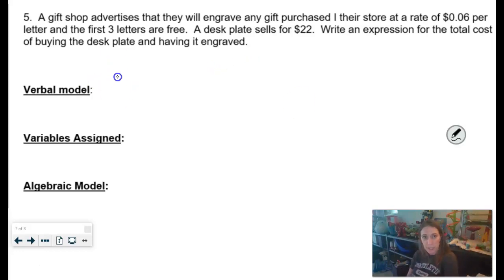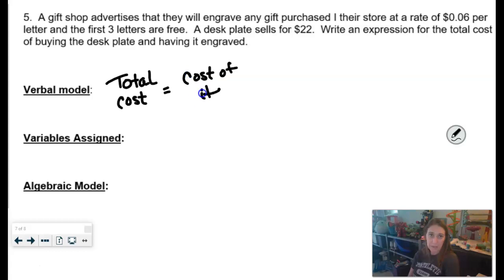So what a shock. We start with total cost. Are you noticing a pattern here, guys? Total cost. So the customer would pay for the product. So cost of, I'll say item, because maybe I don't want a desk plate next time. What is a desk plate? Like one of those metal things that just have your name on it. It's a really lame gift.